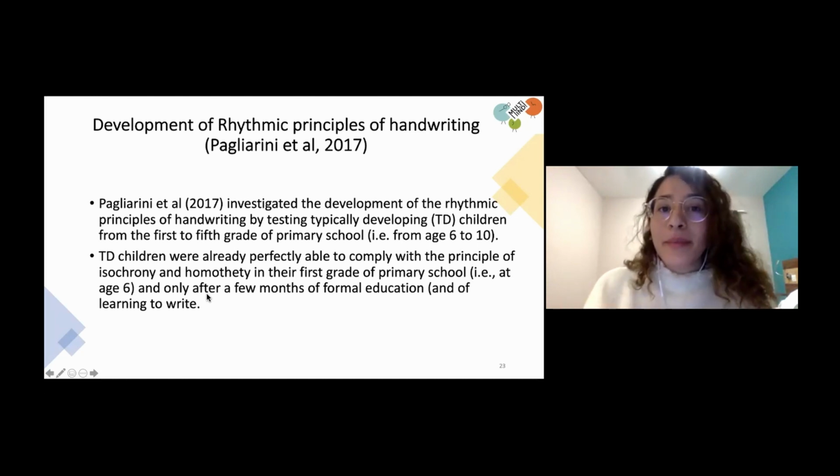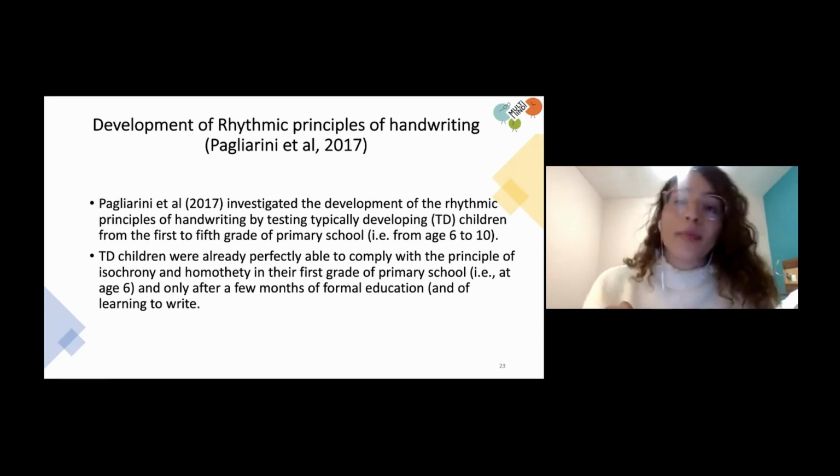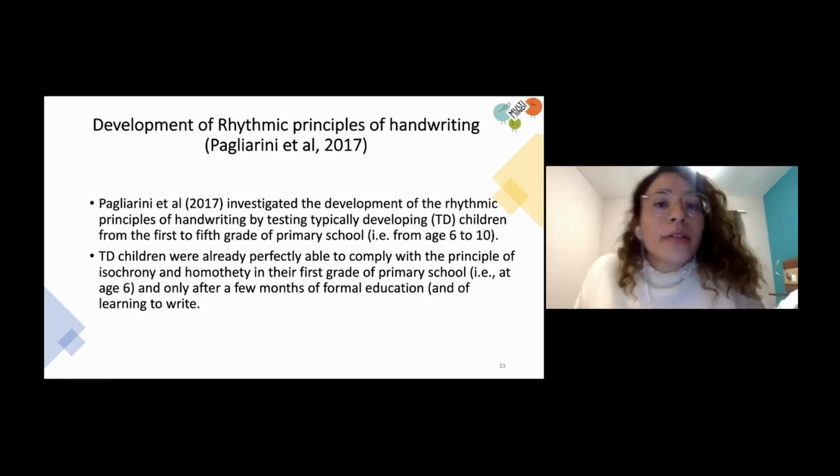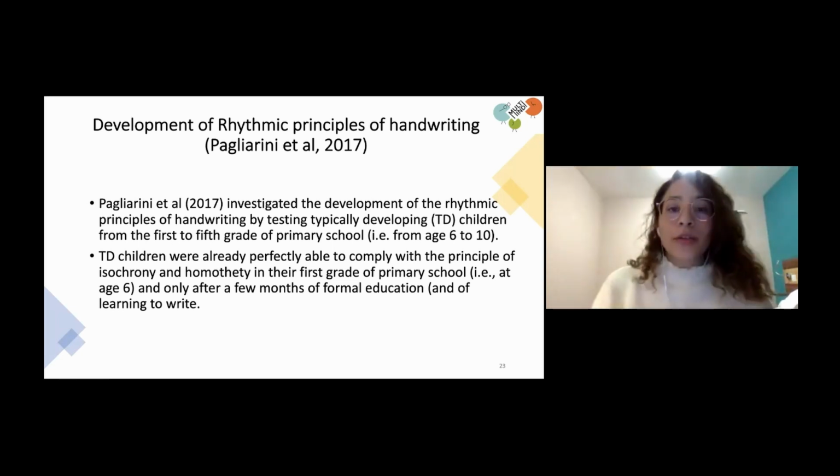One might say that maybe individuals with dyslexia had this difficulty with the rhythmic principles because they are not exposed to writing as much as typical children, because of their difficulties, obviously. But Pagliarini has found that children at the age of 6 years, after only a minimal time of exposure to formal schooling, are able to comply with these rhythmic principles of writing. So these principles are available to children at the very start of their schooling. So it's not related to exposure.